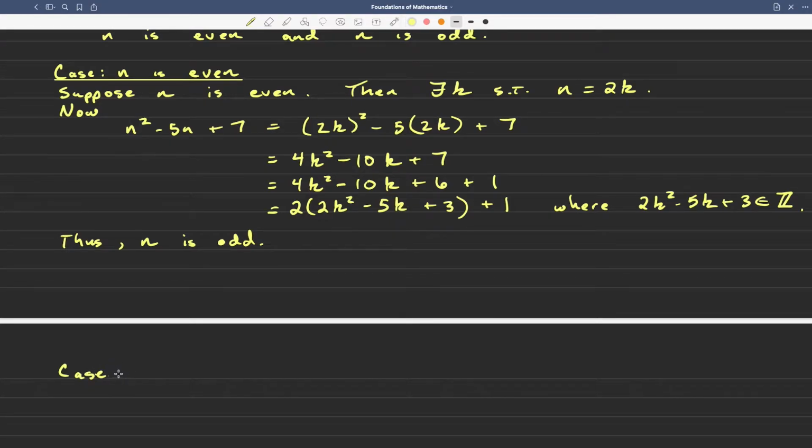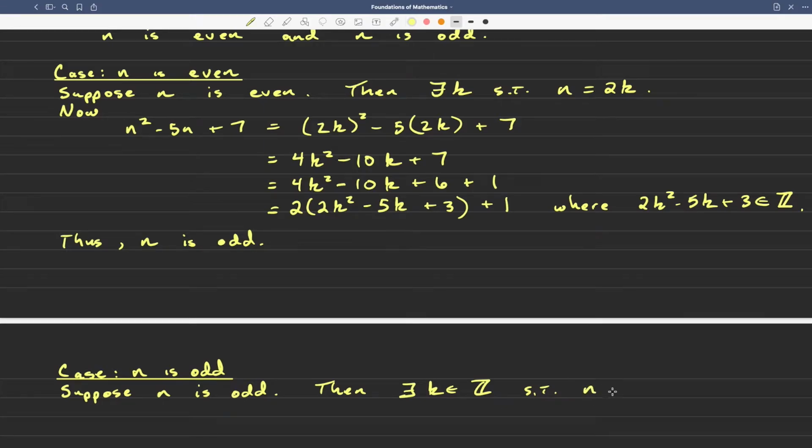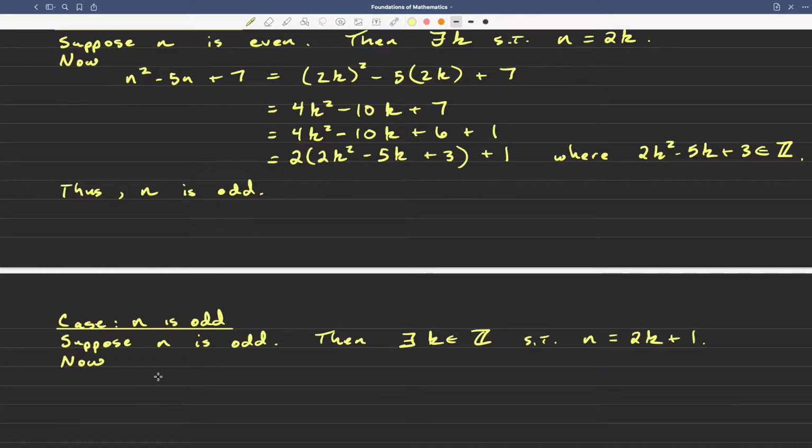So let's do the case where n is odd. So here we suppose n is odd. There would exist some integer k such that n is equal to twice k plus 1. And we'll do the same sort of thing as before. We'll substitute that expression for n into the expression n squared minus 5n plus 7.